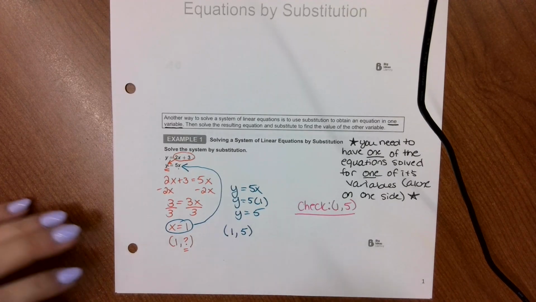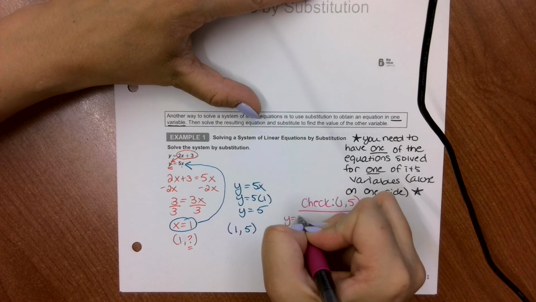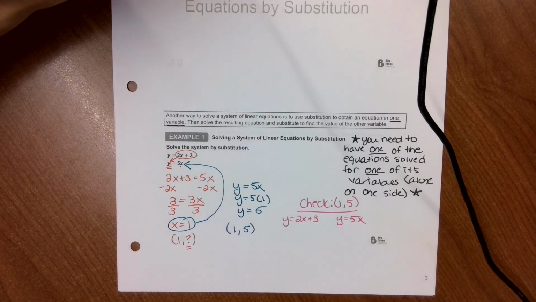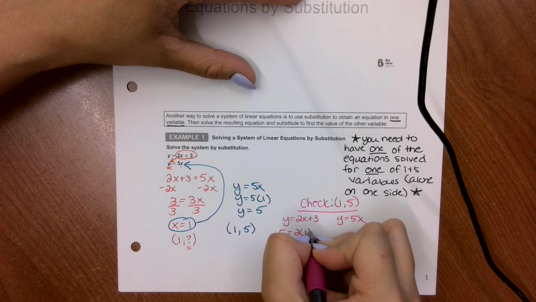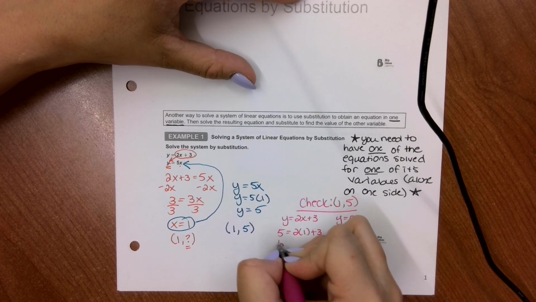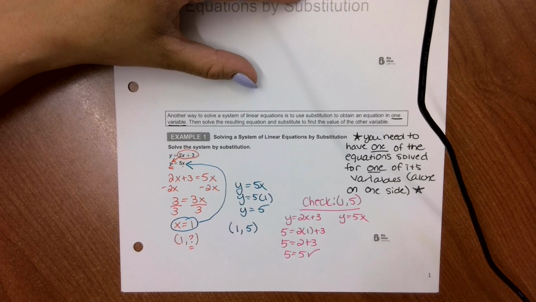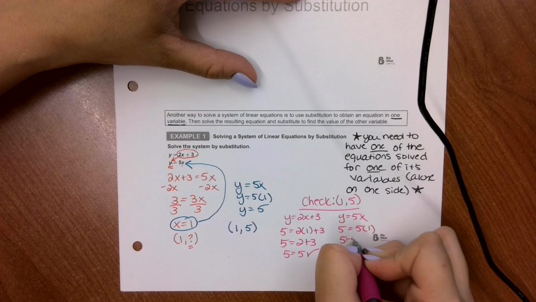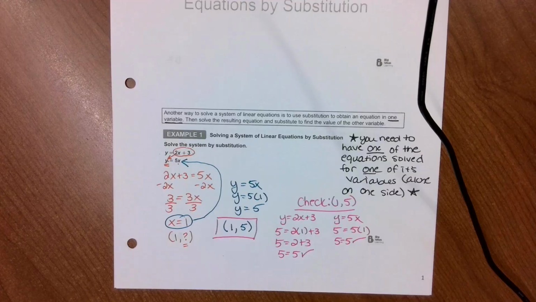So when we check 1, 5, I'm going to use both of these equations, y equals 2x plus 3 and y equals 5x, and substitute my values in. Y is 5, x is 1. So this is 5 is equal to 2 plus 3, 5 is equal to 5, I'm good. Y is 5, x is 1. This is 5 equals 5, I'm good. That tells me that 1, 5 is actually the solution to my system.